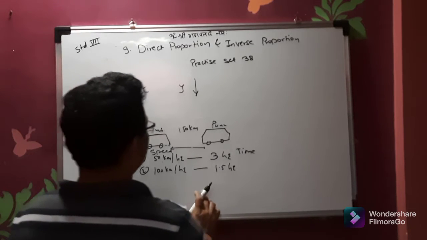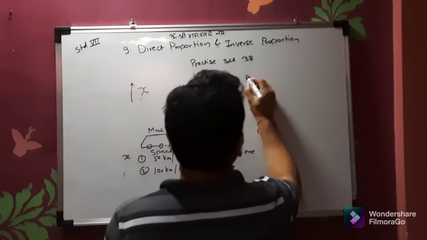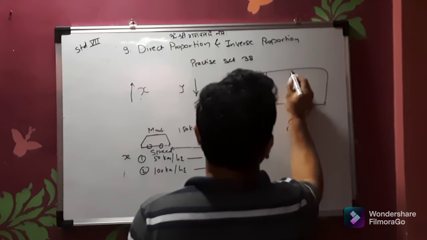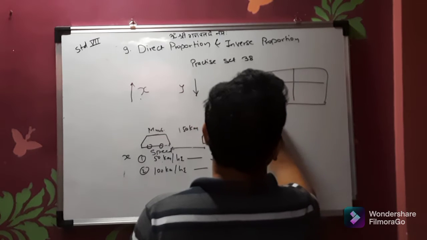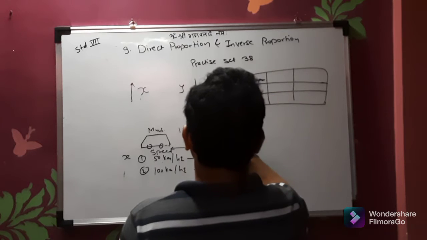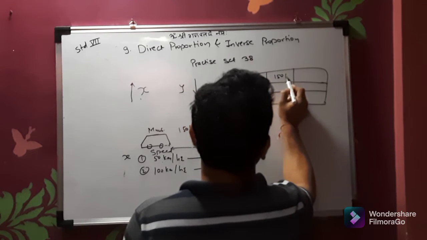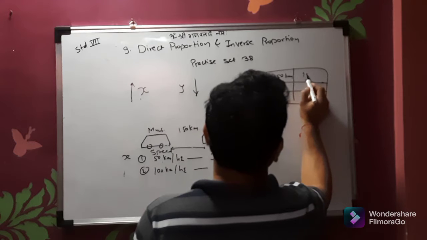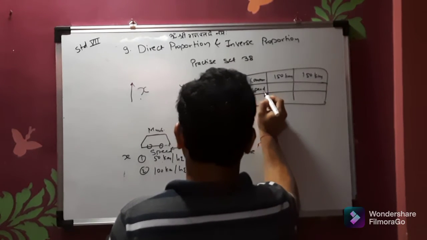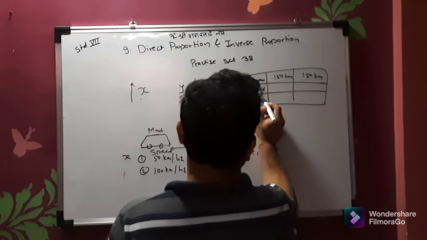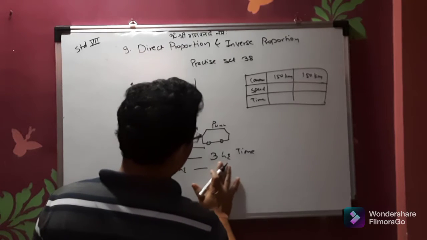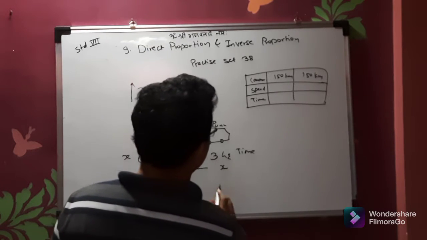So we can solve this problem by drawing a table. What is the common factor here? Common factor here is 150 kilometer. What is the speed? And it is a time. Now we assume that we don't know this 1.5 hour. We have to calculate this value. We will assume here as x.